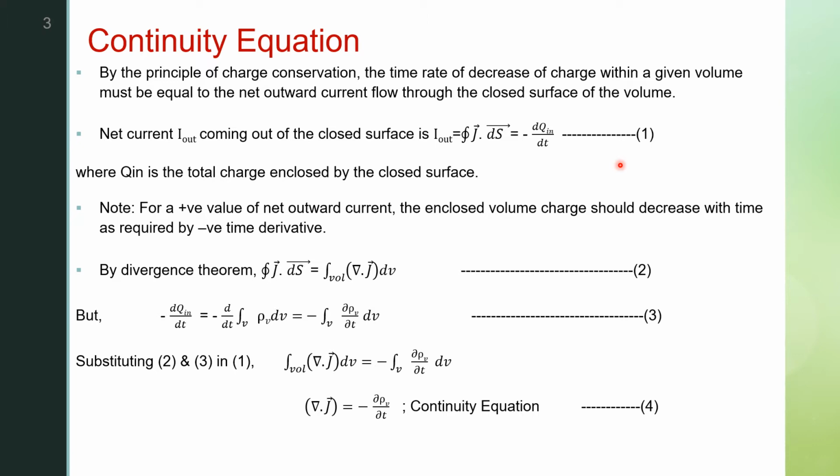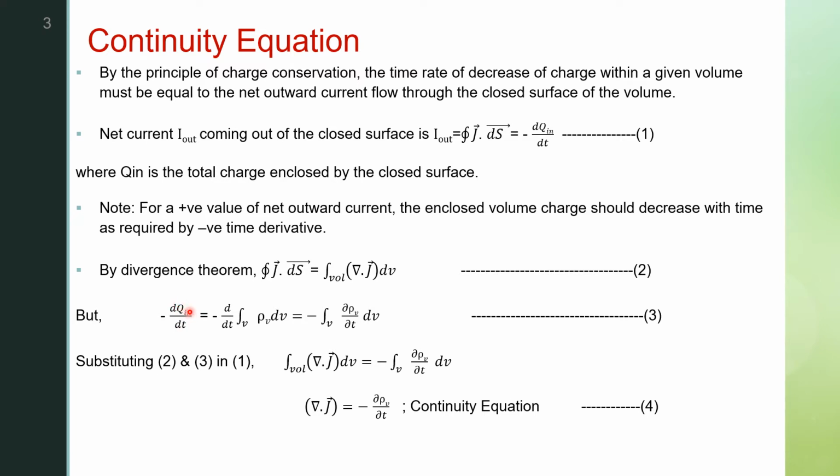Let's apply divergence theorem to the middle term of the first equation. That is, by applying divergence theorem, closed integral J dot dS is equal to volume integral del dot J dv. Now let's take the next term, that is minus d by dt of Q in.